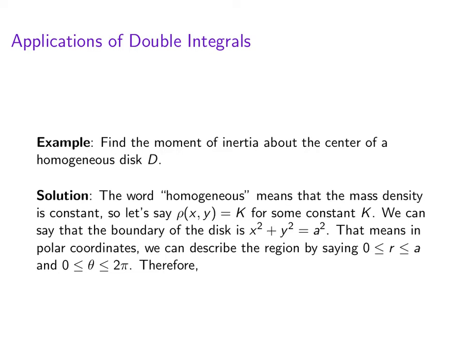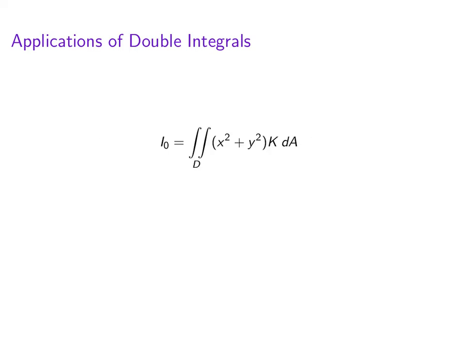Here's how we'll compute the moment of inertia. I sub 0 is equal to the double integral of x squared plus y squared times k. Remember that k is just the mass density function. So we put everything in to get k times the integral from 0 to 2 pi times the integral from 0 to a of r squared r dr d theta. The r squared comes from x squared plus y squared. The r, well, that's just the r that you're supposed to have when you do polar coordinates.